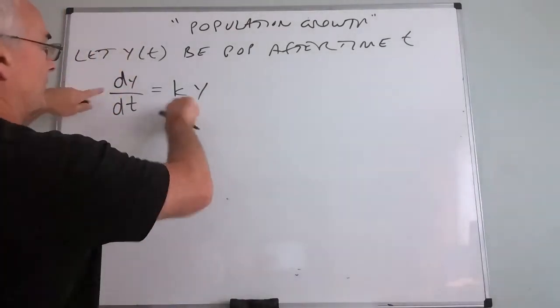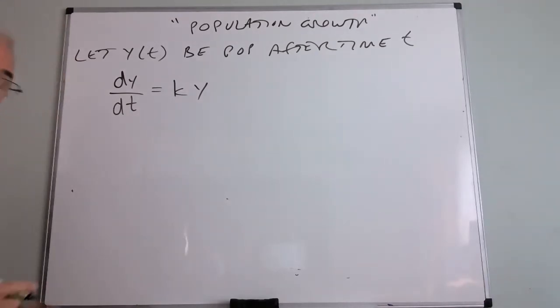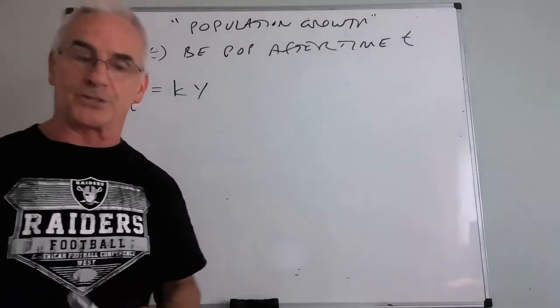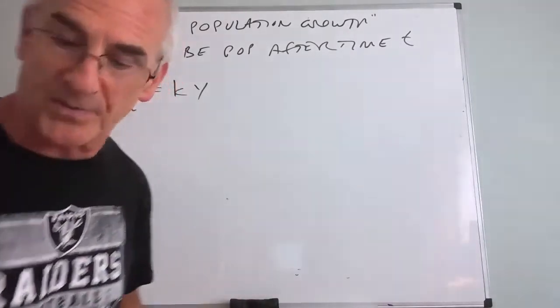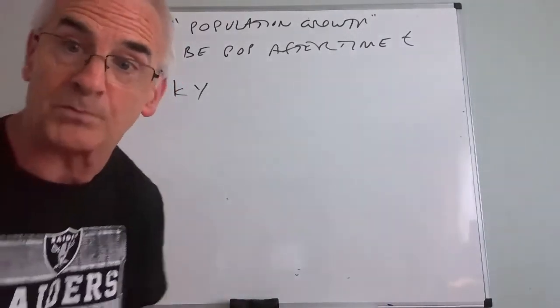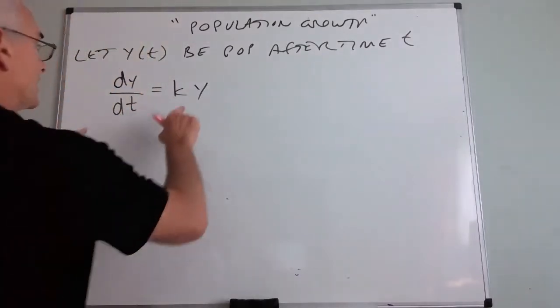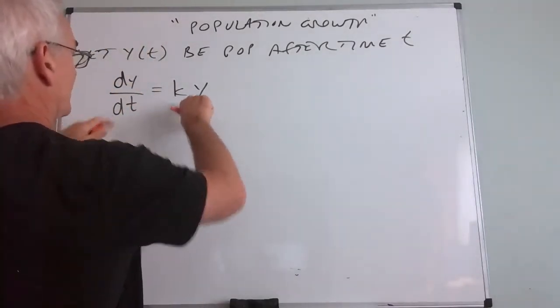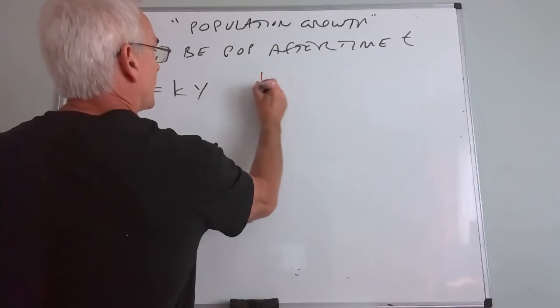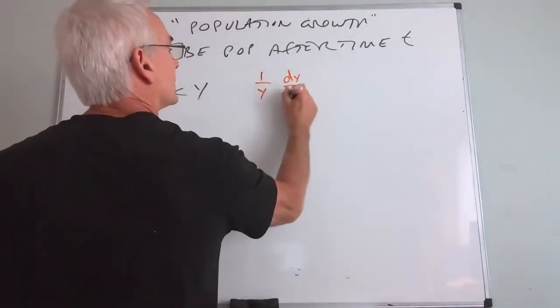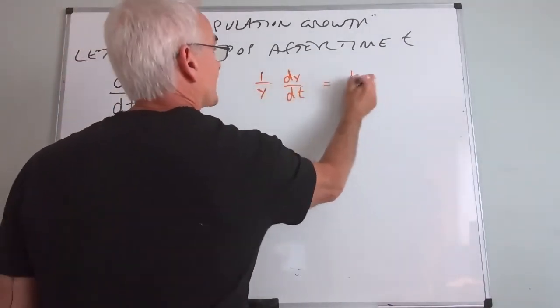I want to solve this differential equation. That's what this is. Any equation involving a derivative is called a differential equation. This is the most basic one that exists and is considered one of the more important ones. So for me to solve this, first thing I'm going to do is multiply both sides by 1 over y. And I will have 1 over y dy/dt equals k.